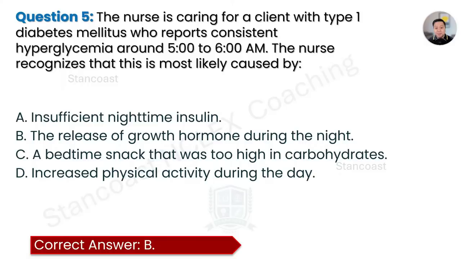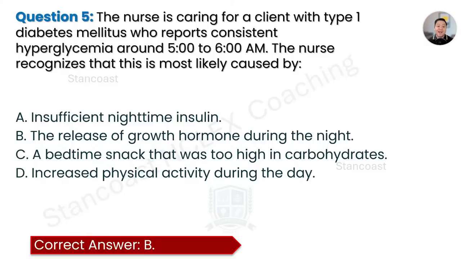The dawn phenomenon is actually caused by the release of growth hormone, cortisol, and catecholamines during the night, which increase insulin resistance, and this will lead to hyperglycemia in the early morning.